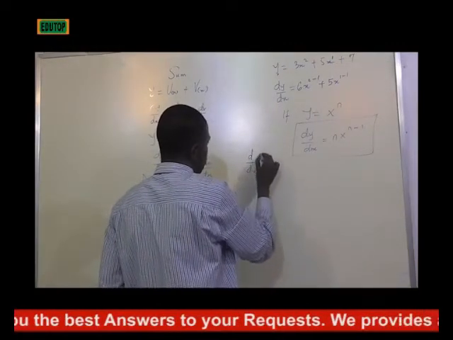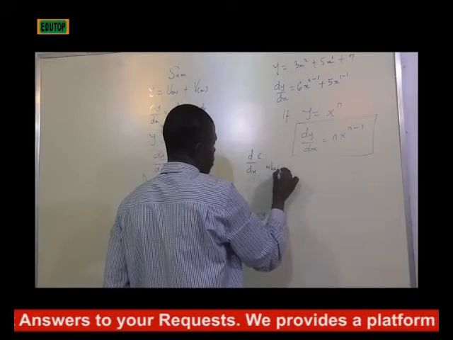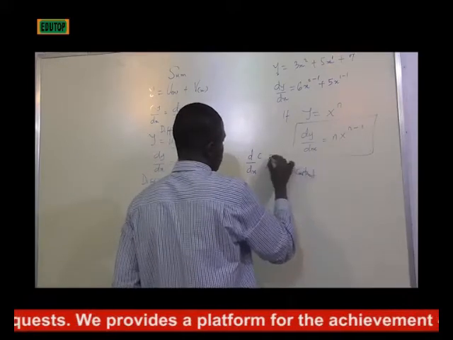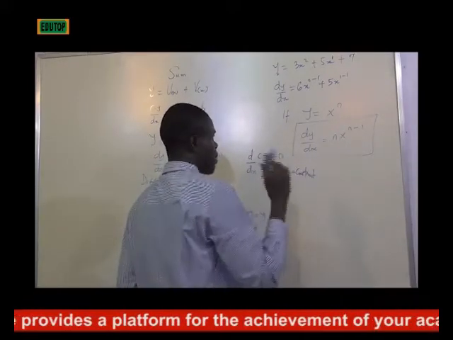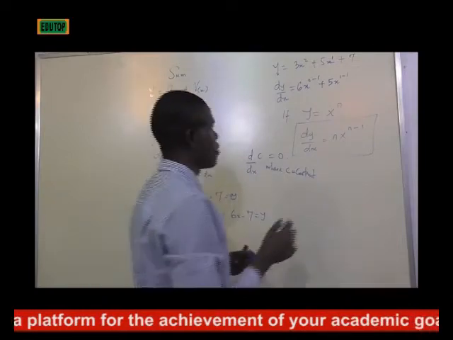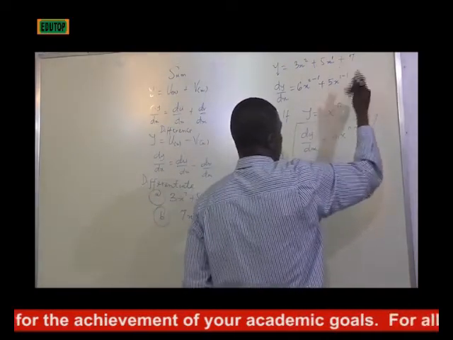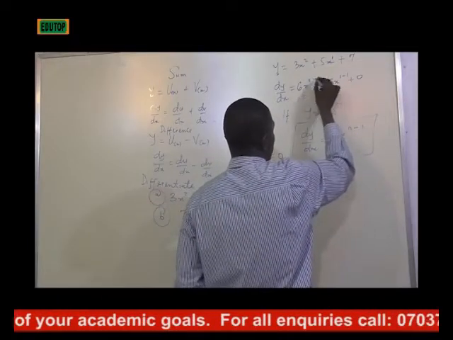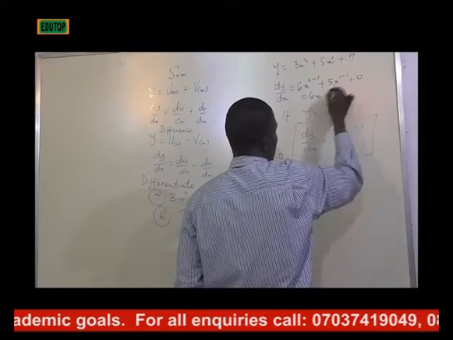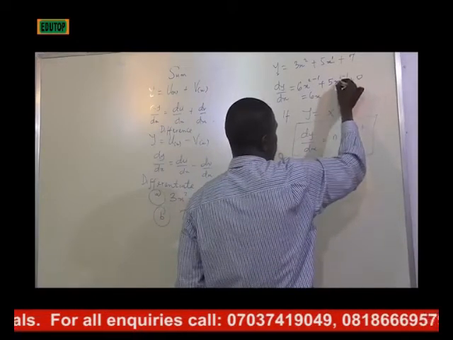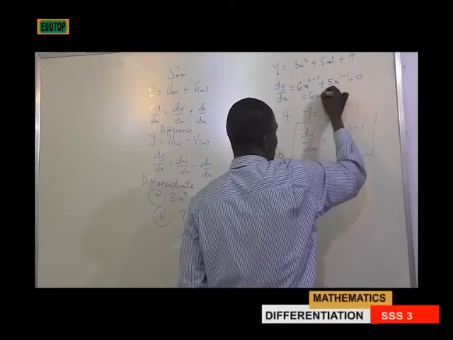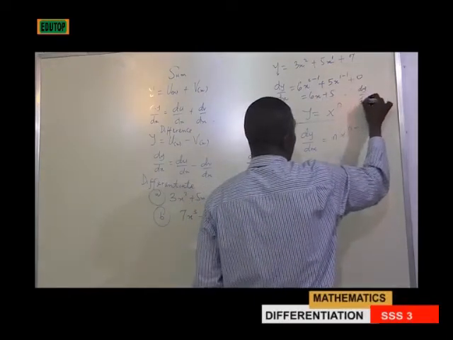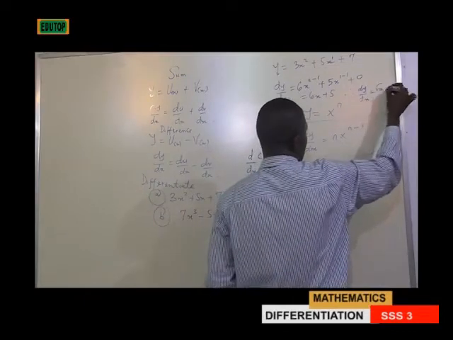d/dx of c, where c is a constant, is 0. Take note of that. Anytime you differentiate a constant, you are going to get 0. So differentiate this constant, you have 0, so plus 0. This one becomes 2 minus 1, which is 1, so you have 6x. 1 minus 1 is 0, x raised to power 0 is 1, so 1 times 5 is plus 5. Therefore, dy/dx will definitely be equal to 6x plus 5.